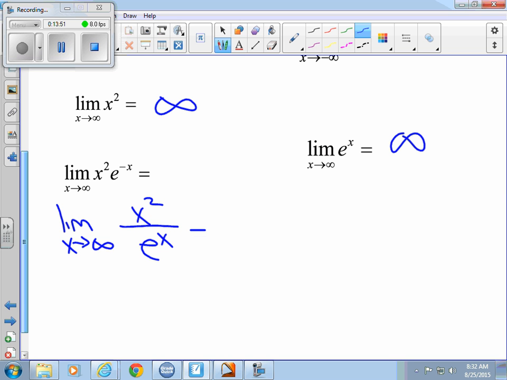So if e to the x goes faster, what is that limit? Zero. The bottom's bigger. Questions?